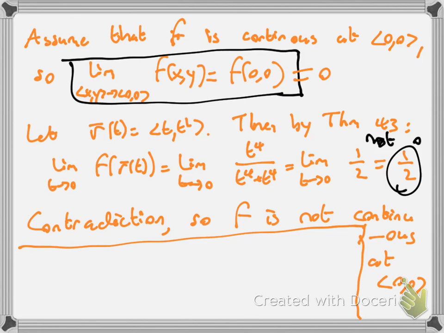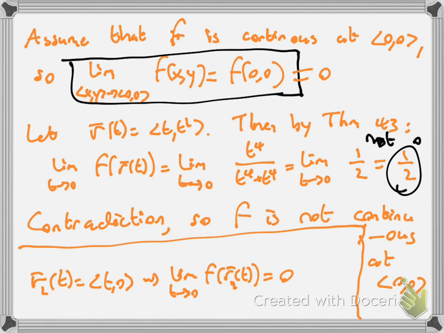Yeah, so the additional solution was to consider another path. For instance, r2 of t is this path. And then one can show, actually easier, that the limit for t to 0 of f of r2 of t is equal to 0. Or you can also choose this one, (0,t). There were a number of ones that you could have picked, or (t,t) even. There were many paths along which the limit was actually equal to 0.